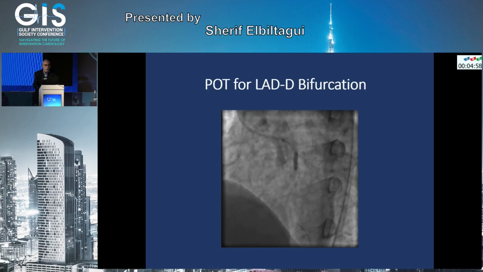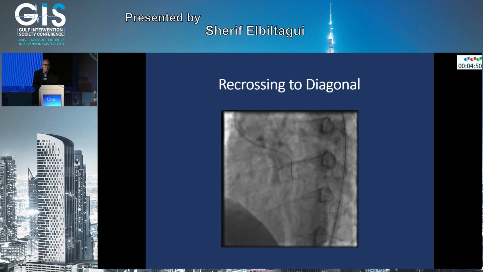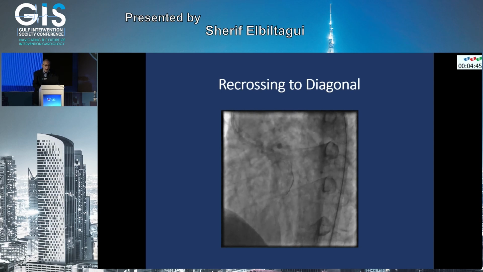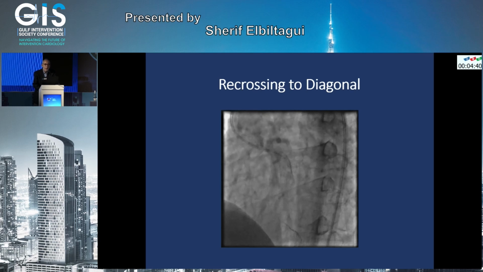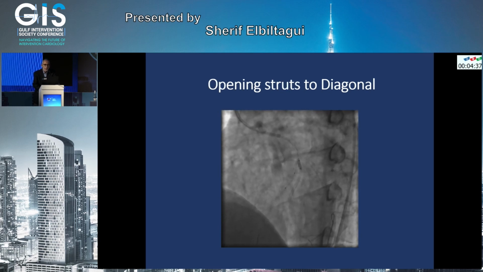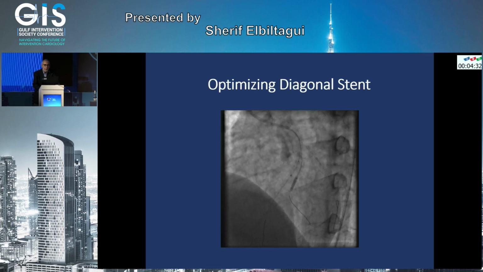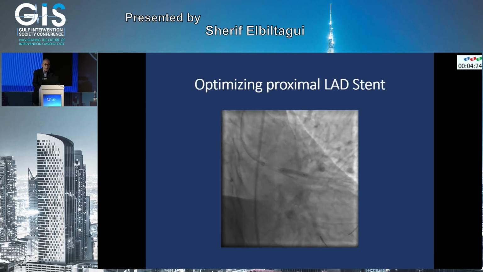And then I got back to my bifurcation to optimize it by using a POT, and then recrossing. And I remind you that recrossing in a mini crush should be a proximal or a mid recrossing. Avoid distal recrossing, in contrast to other techniques. And then opening the struts as usual. Don't forget to optimize your stents, LAD, diagonal, before ending this bifurcation with a kissing. And then more optimization proximally in the proximal stent.